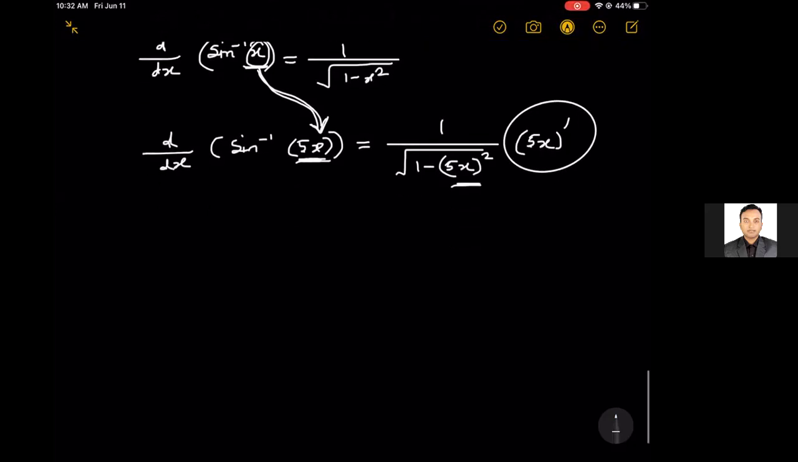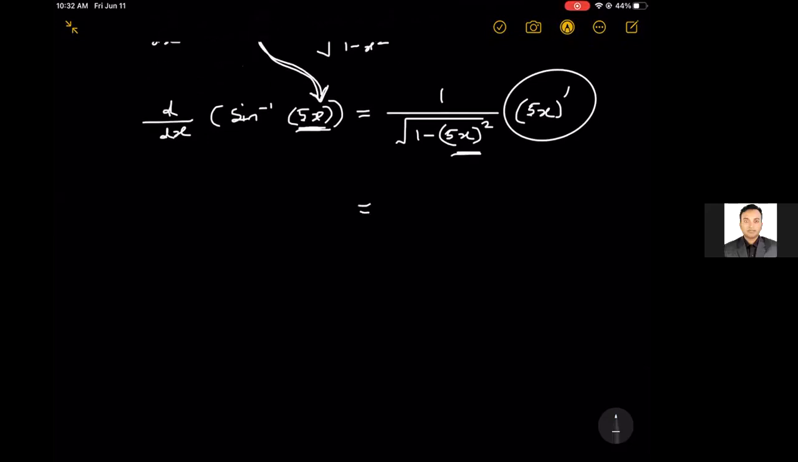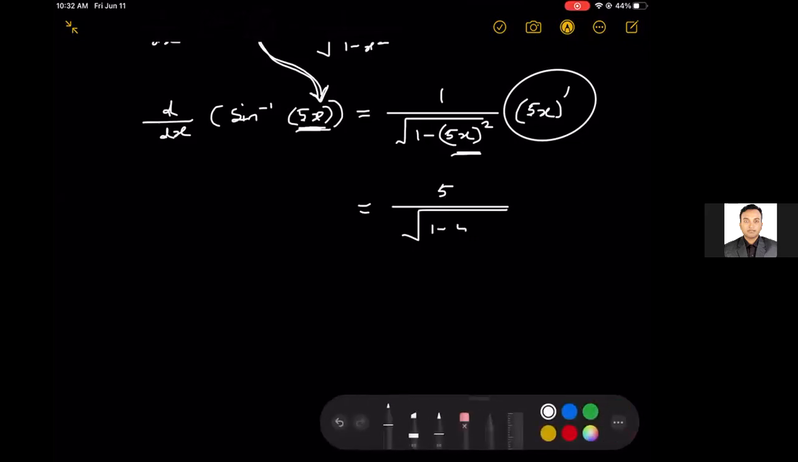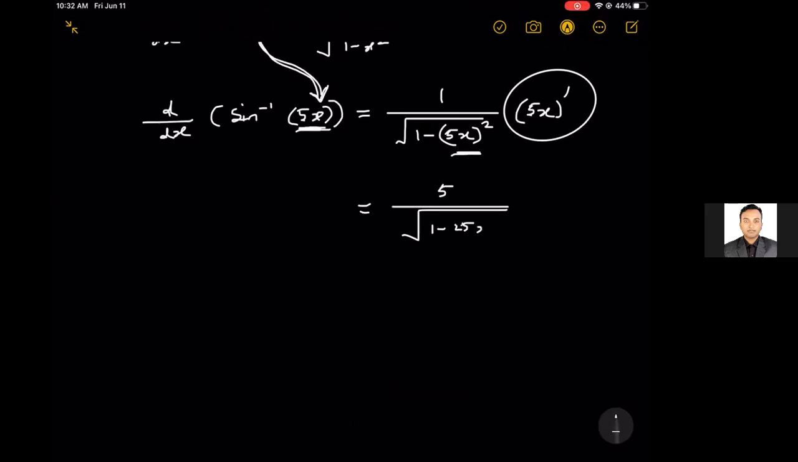So what's the derivative of 5x? 5. Very good. So our final answer should be 5 over 1 minus, I think I should write 25x squared here. And that should be our answer.